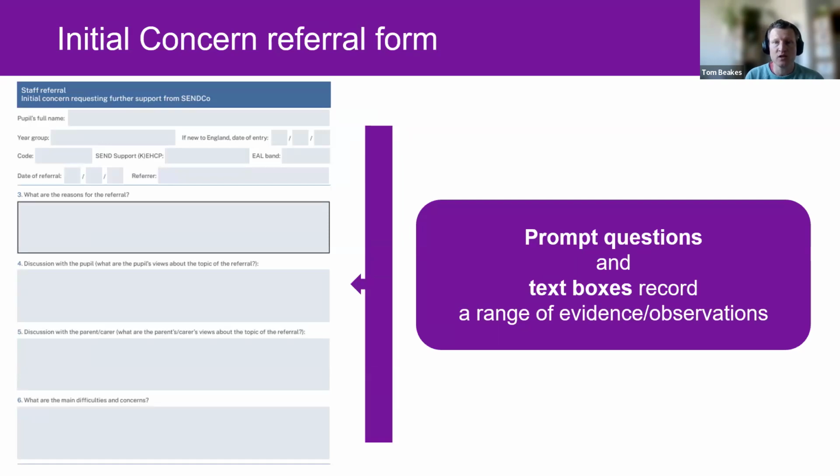Another form that you'll find in this section is the initial concern referral form. So this would be used when teaching staff are concerned that a learner using EAL may also have SEND. And this would come after evidence has been gathered. So there's been some classroom observations, there's been scrutiny of written work, for example. And the idea here is that this provides the necessary information for the EAL lead and the SEND lead in your school to discuss and plan the next steps for this child. Again, you'll see it's familiarly structured with guiding questions and text boxes to record evidence.